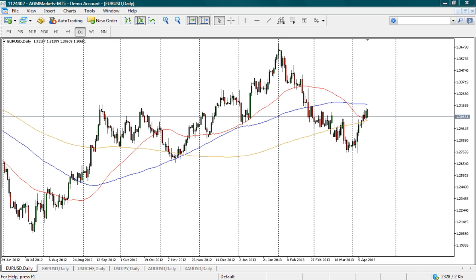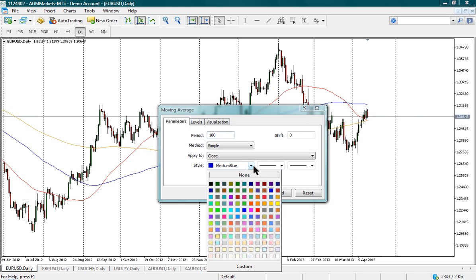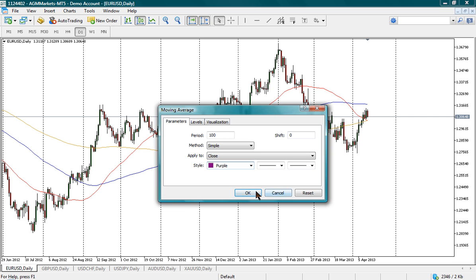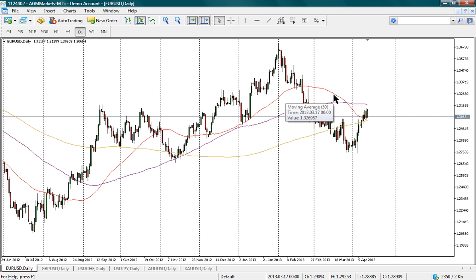www.agmmarkets.com. For any new followers, we have three moving averages on each of these charts. The red one is a 50 simple moving average. Let's change this to a purple. Actually, I quite like the purple. The purple is a 100 simple moving average, and the gold is a 200 simple moving average.